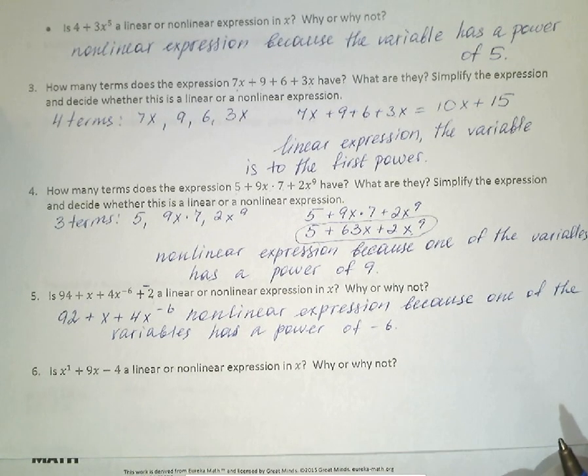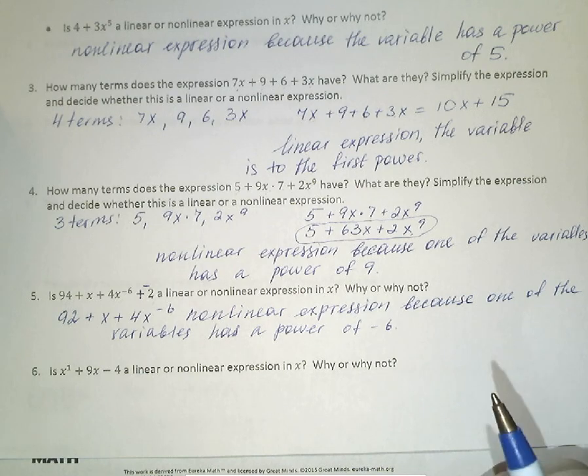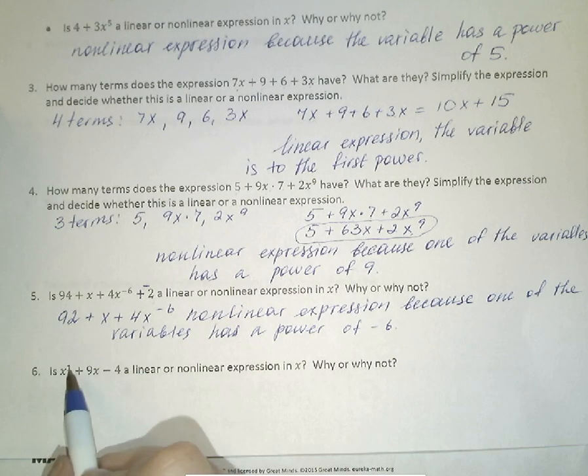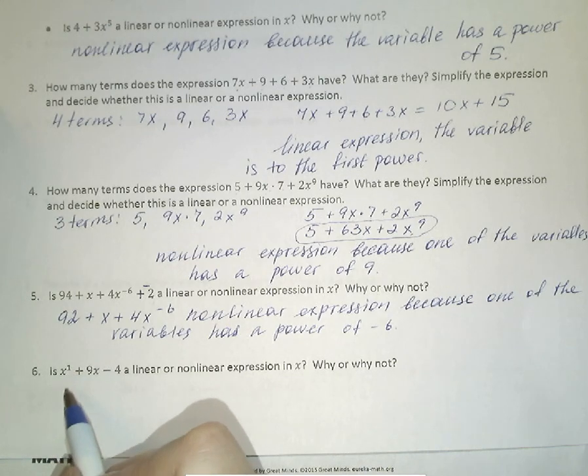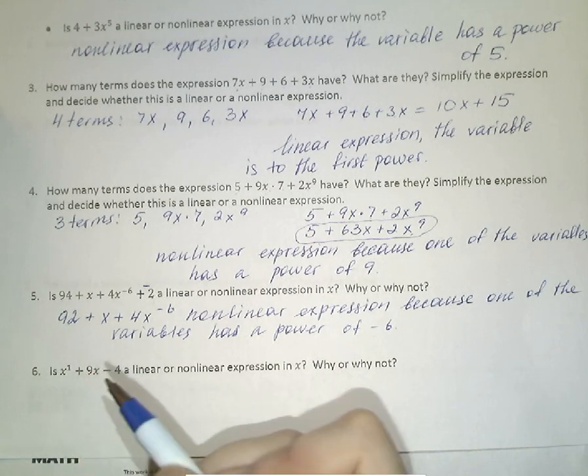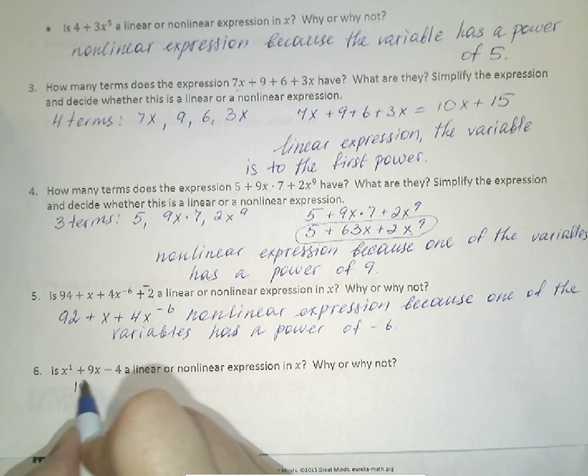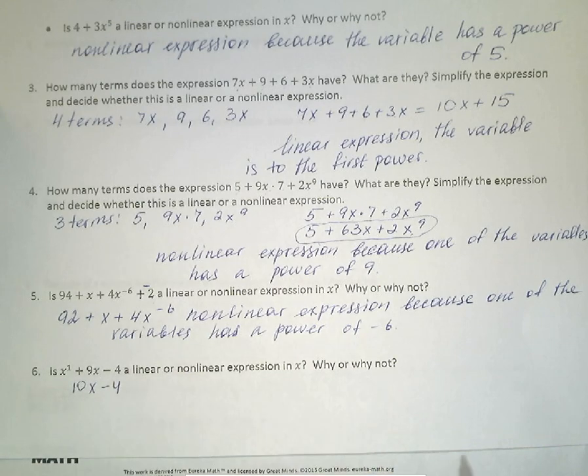Okay, last one here: x to the first plus 9x minus 4, a linear or nonlinear expression in x? Why or why not? So here they want to confuse you. They put a first power above the x. x to the first is x by itself. And 1x plus 9x will give you 10x minus 4. 10x minus 4 is a linear expression because x is used to the first power.